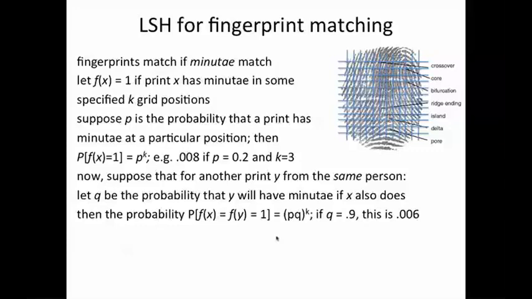Now that's not so nice: both x and y getting a yes match with the function f is only happening with the probability 0.006.